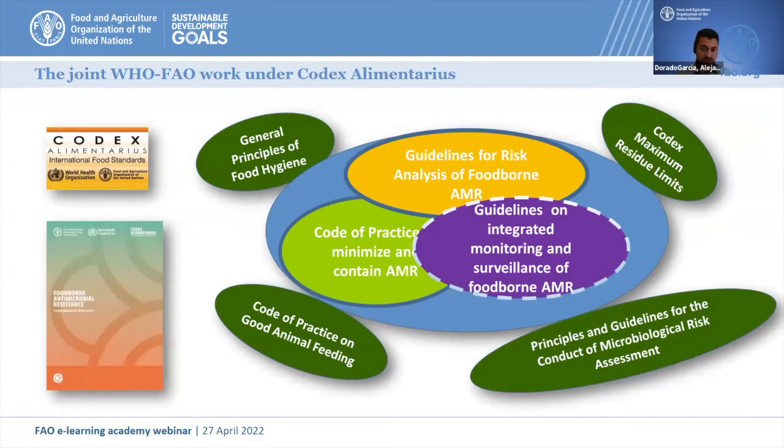On multisectoral interagency collaboration, I would also like to mention the joint WHO and FAO work under the Codex Alimentarius Commission. The Codex Alimentarius has developed a range of international standards and guidelines related to AMR. Some of these are the ones in the center of the slide: the guidelines for risk analysis, the code of practice, and the recently published guidelines on integrated monitoring and surveillance. These 3 documents directly support national efforts to minimize and contain foodborne antimicrobial resistance, while other guidelines and standards support these efforts indirectly, like, for example, the general principles of food hygiene and others that are around the main circle in the center.